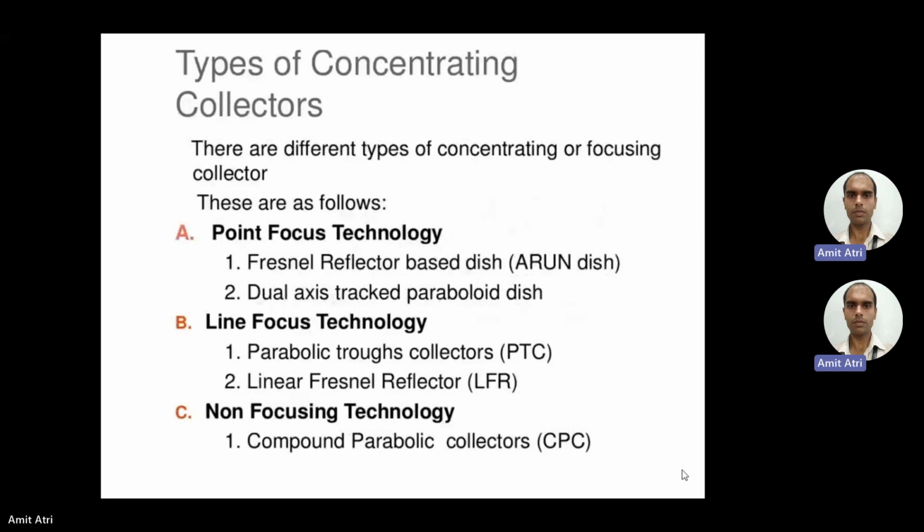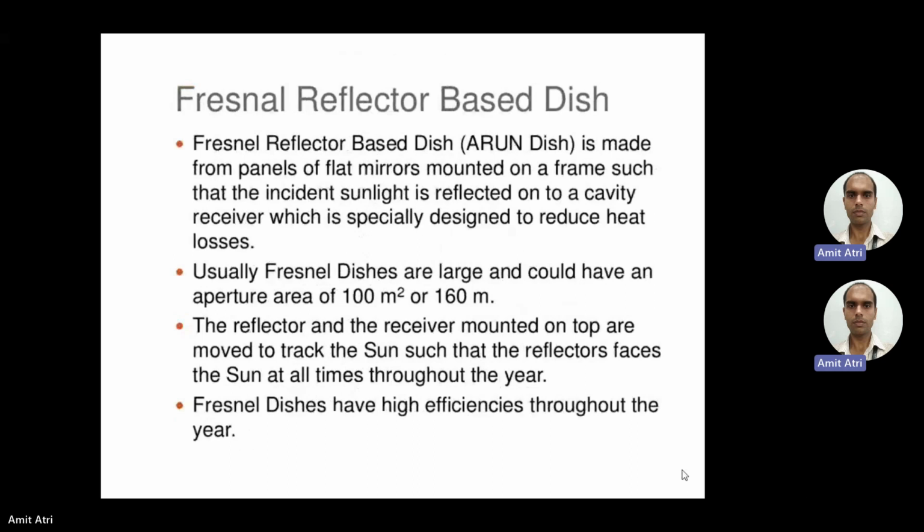Okay, types of concentrating collectors. The point focus technology. So one is Fresnel reflector based dish. Then another type, dual axis track paraboloid dish. Then in line focus technology, there are parabolic trough collector and linear Fresnel reflector. On non-focusing technology, there is compound parabolic collector. So all of them, they are concentrating collectors. Now, next we will discuss them.